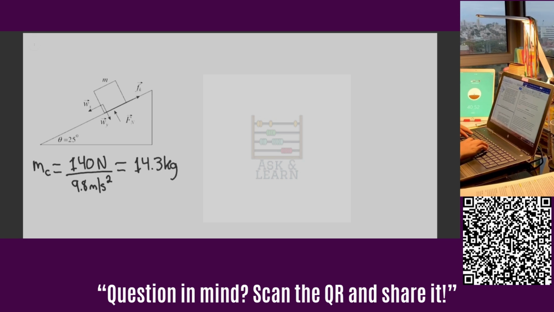We're going to say that W sub x would simply be equal to mg sine of theta, and W sub y would be mg cosine of theta. So given this, for part A, we can say that we're going to direct the x-axis up the incline. So A, the acceleration would be negative 0.86 meters per second squared, because up the incline would be positive.